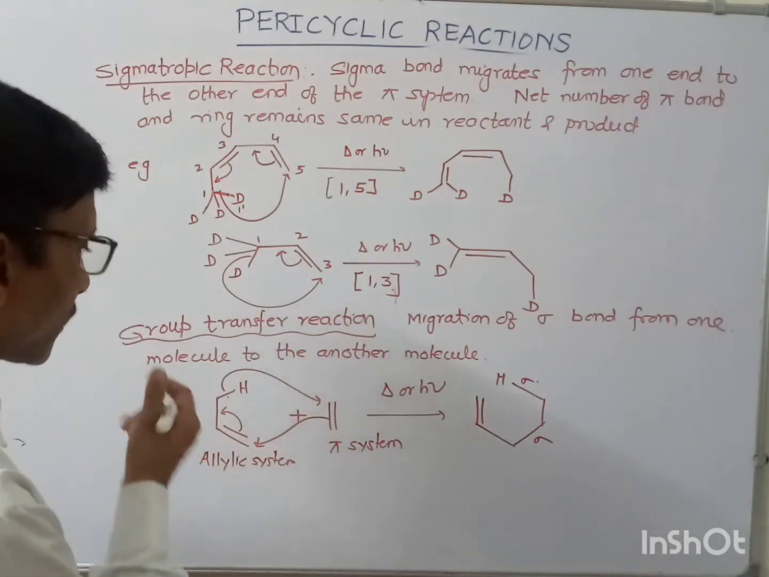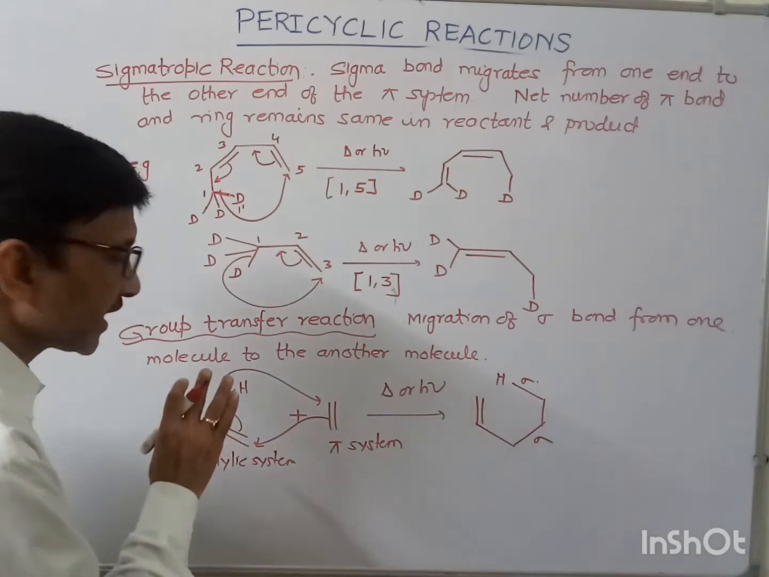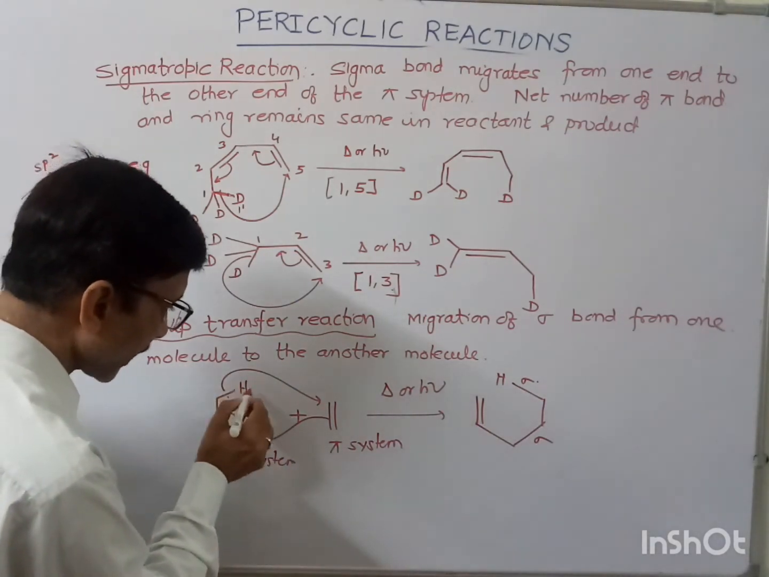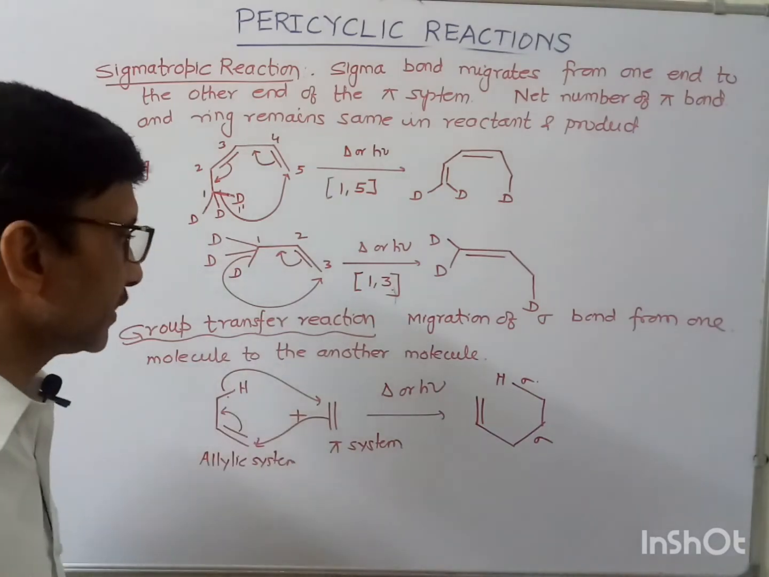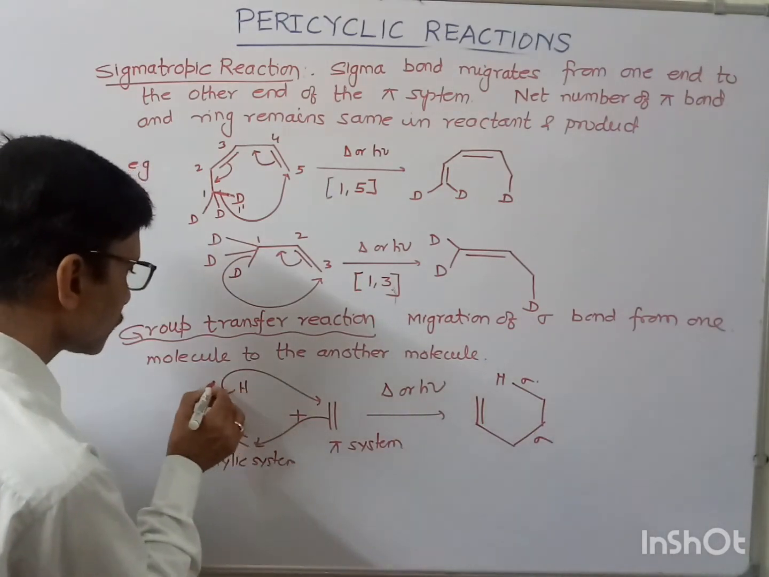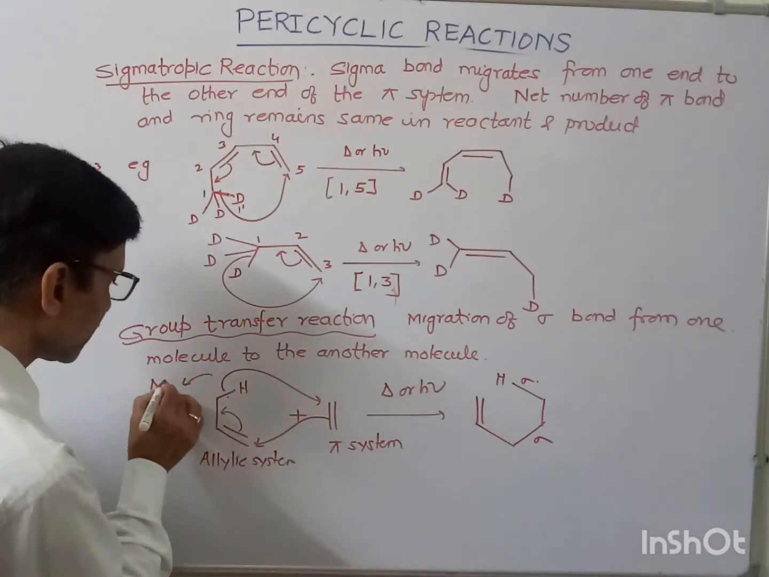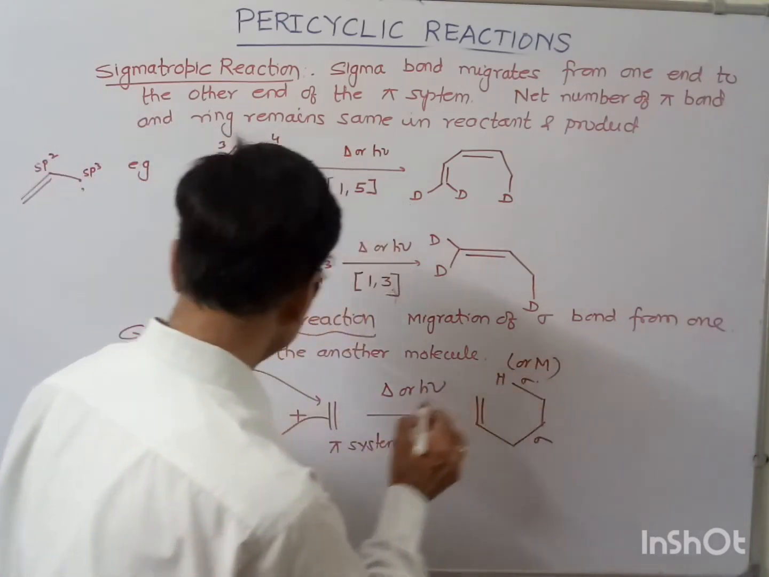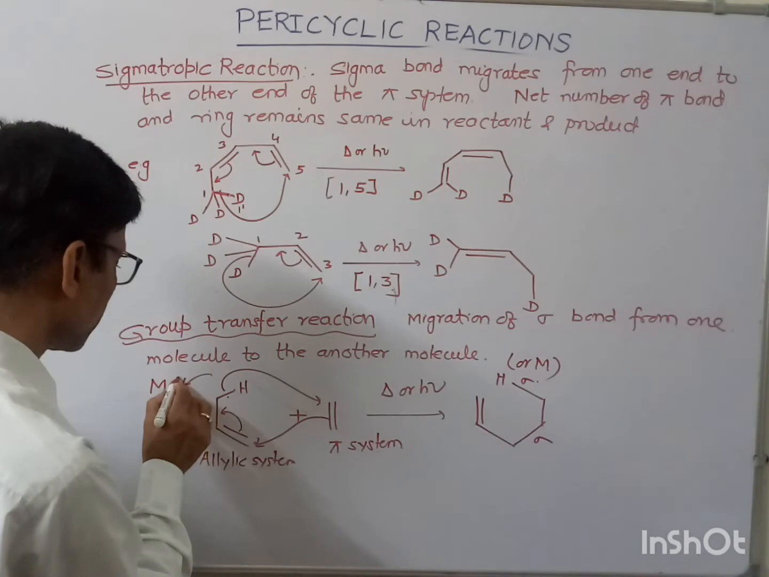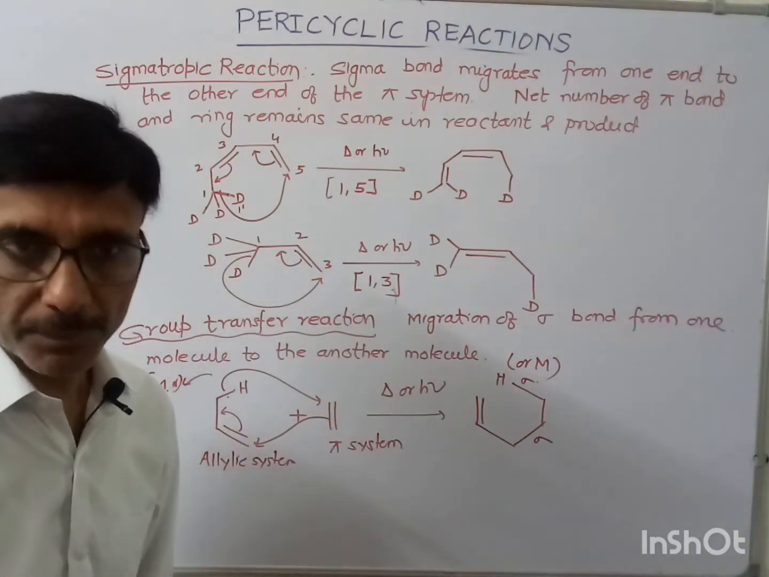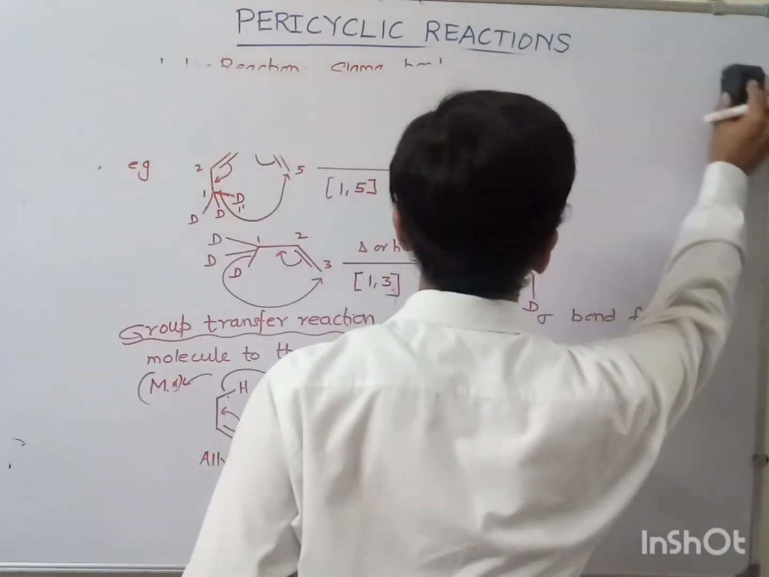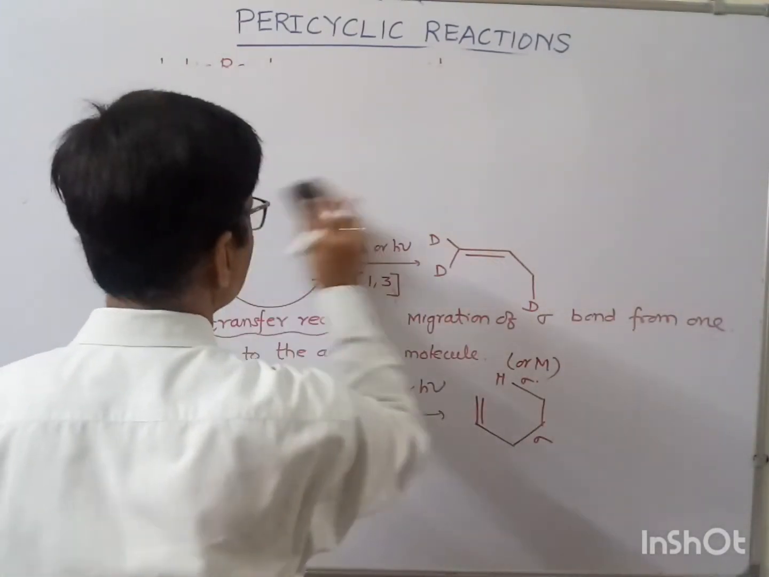Otherwise, sometimes the metal also migrates in this. Here the hydrogen atom is migrating, but sometimes in place of this hydrogen atom, a metal may also migrate. This may also be the metal. Metal can also get migrated. So this is an example of a group transfer reaction, and the next one we will study is the cheletropic reaction.